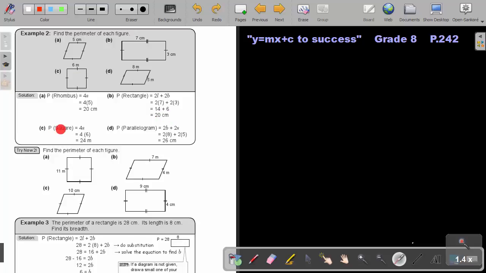A square, first the formula, then put brackets around the variable and replace that s with 6. And then if we multiply it, we get 24 meters. And then the final one, the parallelogram, it's 2 base plus 2 the side length. What will be the base? It will be 8, and the side length will be 5. And then if I work it out, I will get 26 centimeters.